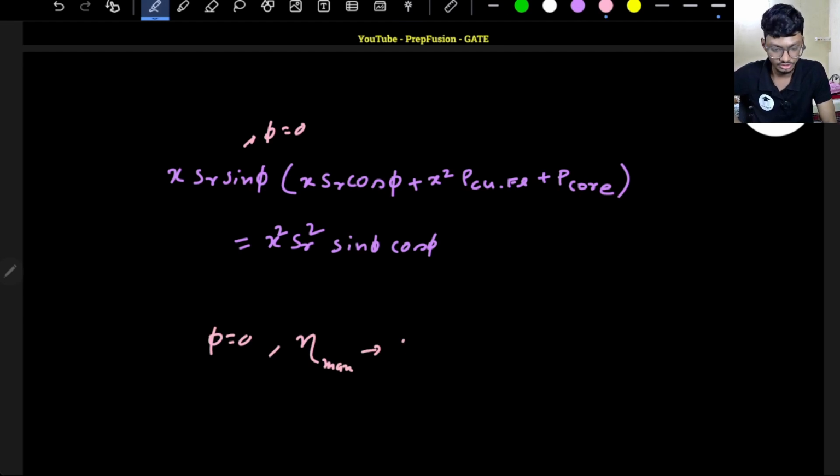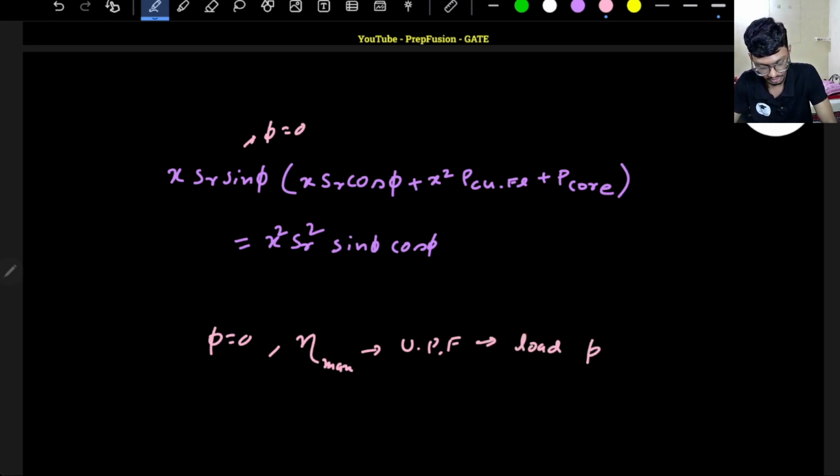What do we mean by phi equal to 0? It is unity power factor. So at unity power factor, the efficiency will be maximum. Unity power factor means the load is purely resistive. If the load is purely resistive, then the efficiency will be maximum. Okay, so these are the two cases.